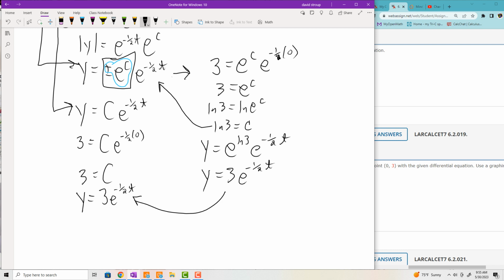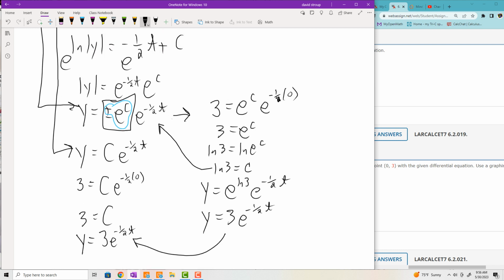You don't have to kind of work with natural logs and all the exponential stuff. And what it comes down to is basically that thing in the box is just going to be some number, right? This guy right here is just some number, and it's determined by the ordered pair that's given, the initial condition.